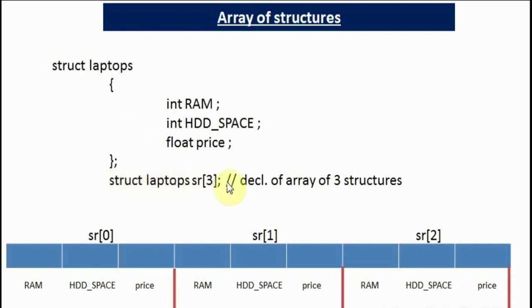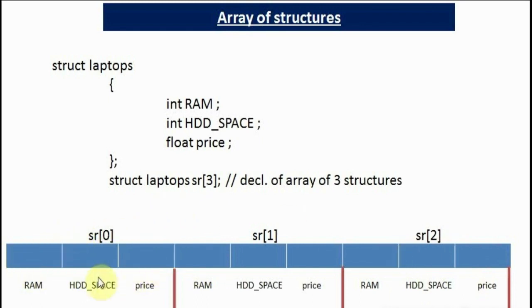So see carefully: instead of declaring 3 separate structure variables, I am declaring an array of 3 structures. The syntax is quite simple. Keyword struct, the name of the structure tag, then the name of the structure array, and within square brackets, as usual, the size. You can see this diagram and understand this concept very easily.